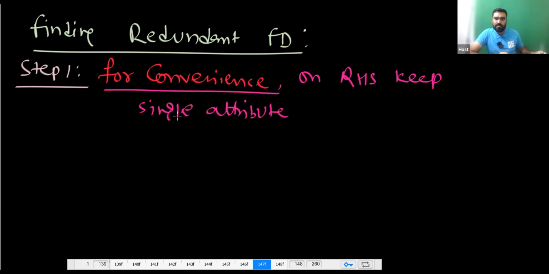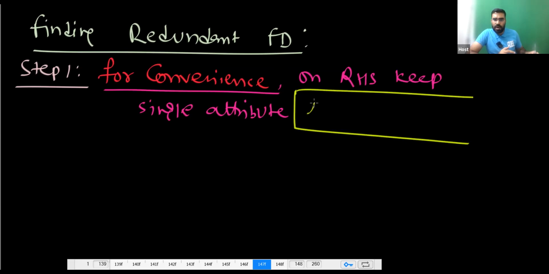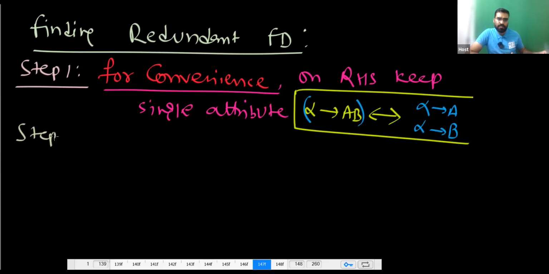Can we always do this? On the RHS, can we have a single attribute? Yes, we can always do this, because you already know that if you have alpha determining AB, then you can write alpha determining A, and you can write alpha determining B. So like this you can write.